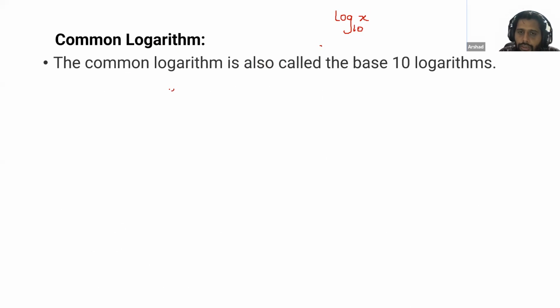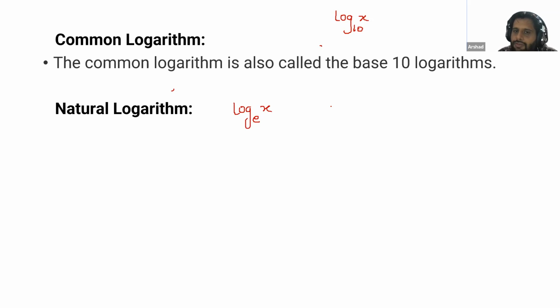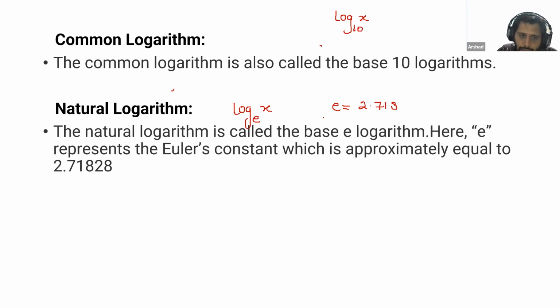Now we will check the natural log. In the natural log, you have a base e. Here you can have any number, but the base should be e. What is e? E is the Euler constant whose value is 2.718 and something. So the natural log is the one where the base is e. The natural log is called the base e logarithm, where e represents the Euler constant, which is approximately equal to 2.71828.